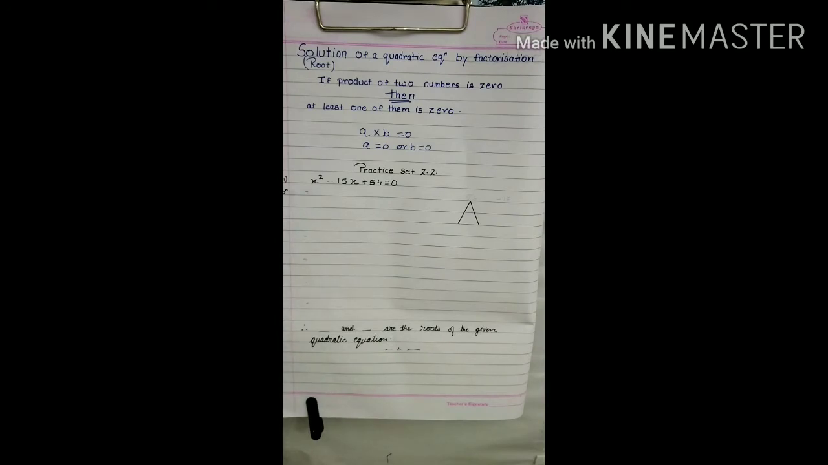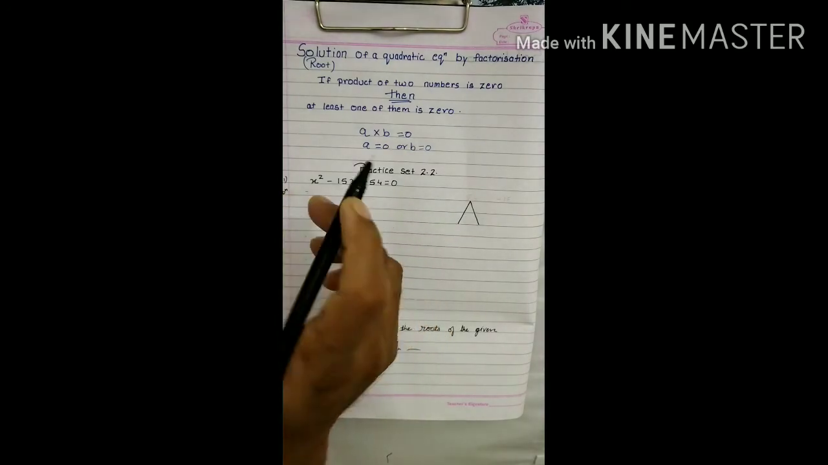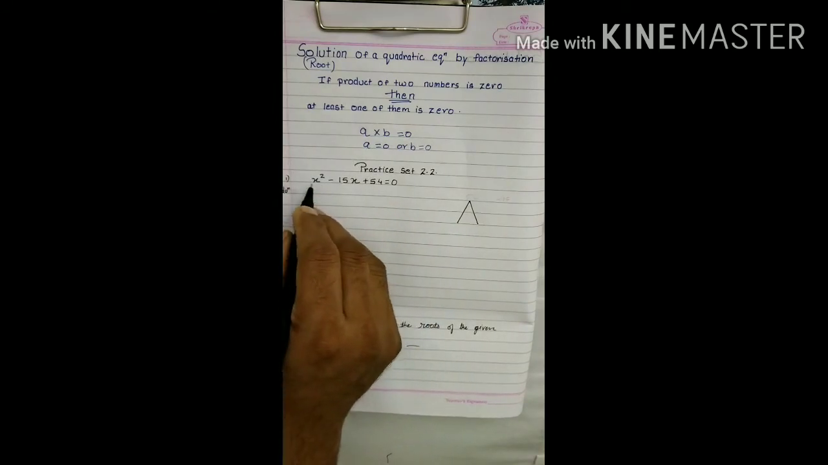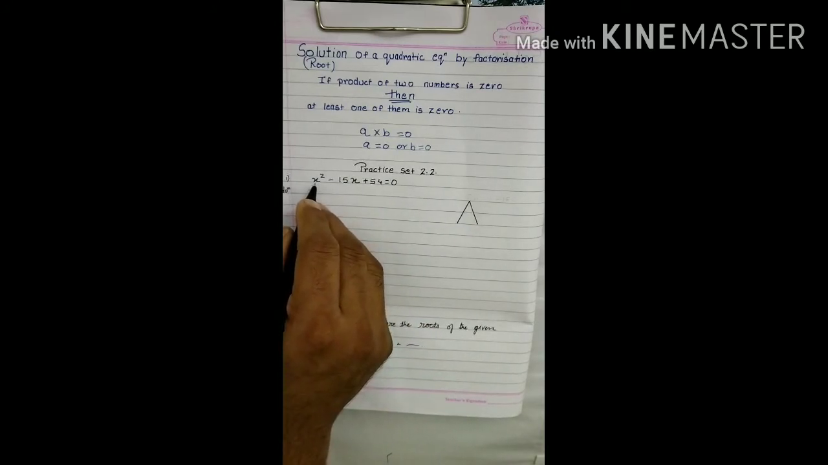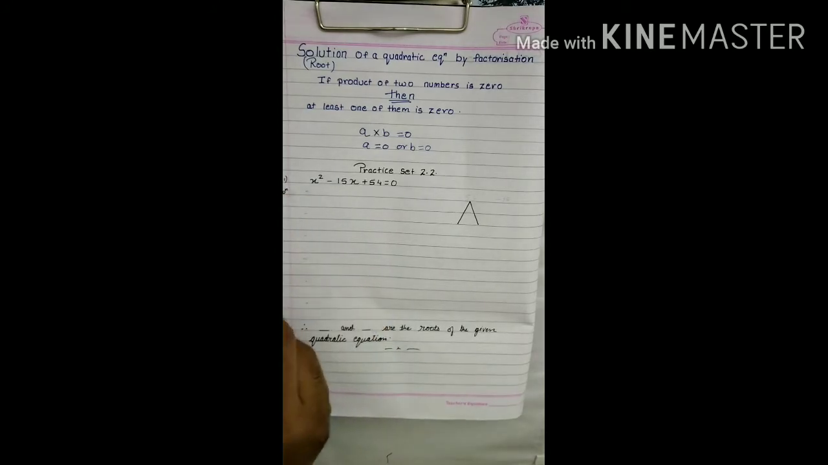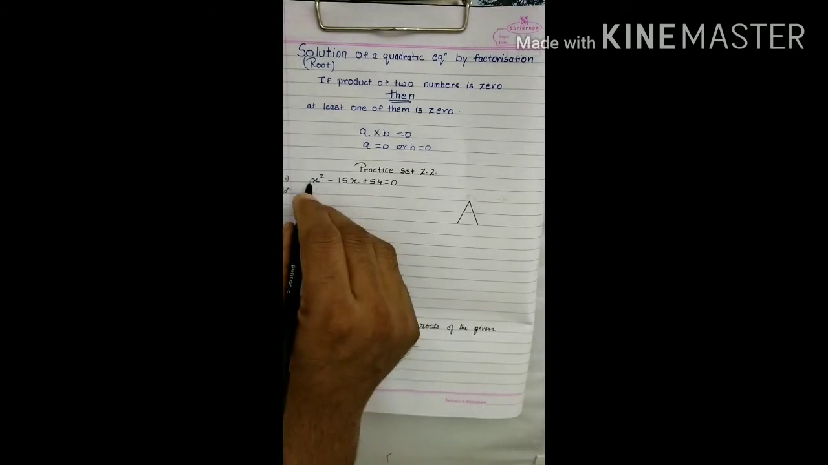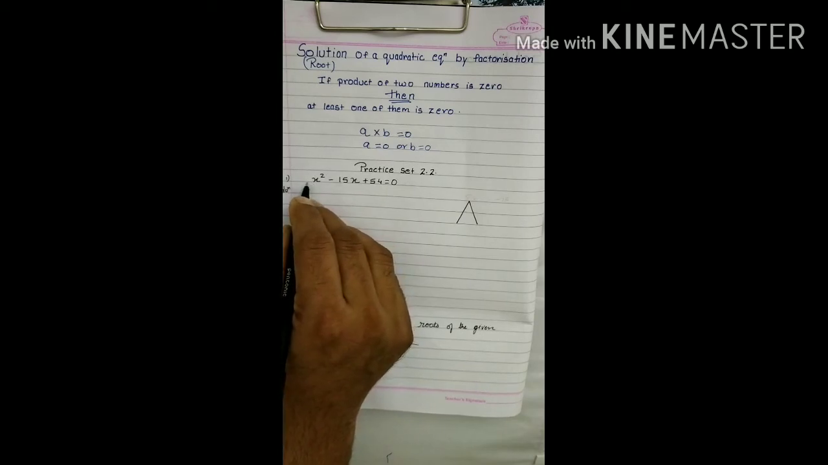What we need to do: there are two types of these questions. In the first type, the coefficient of x square is 1. In the other type, the coefficient of x square is not 1. There is some number there. Let us consider the first case. The coefficient of x square is 1 here.